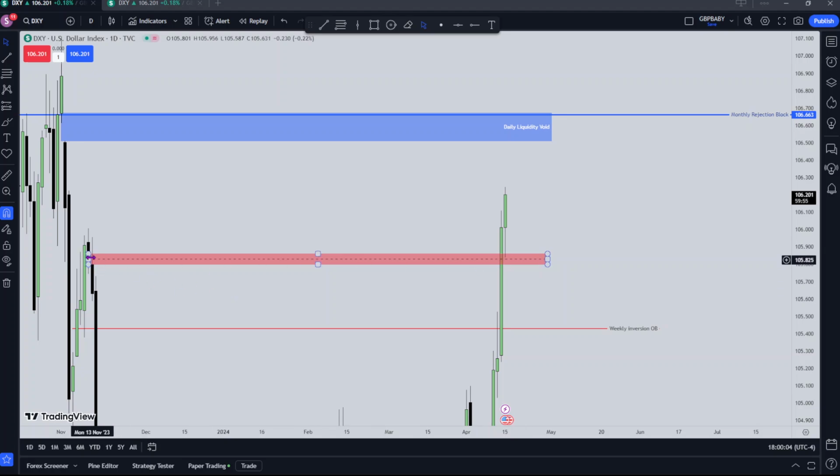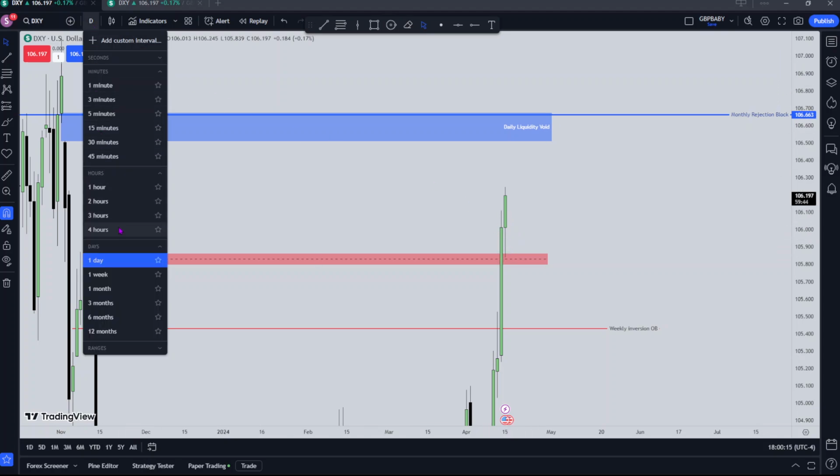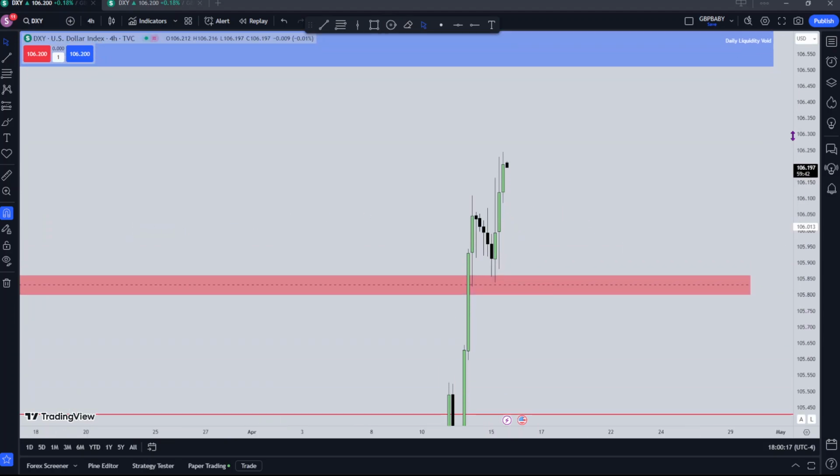So what is this level? This is a volume imbalance, and you'll see that we traded through it and closed quite high above it on Friday. So I was looking at this level now to provide support to send price higher, and that's exactly what we saw happen today.